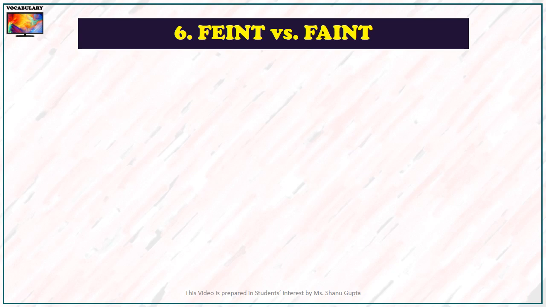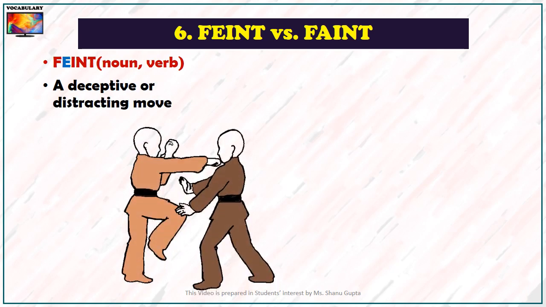Next pair is also an important one, feint versus faint. These words are homophones, meaning they are pronounced in exactly the same way. And there is a difference of only one letter between these words, E in the first one and A in the second one. Feint, F-E-I-N-T, means a deceptive or distracting movement, especially during a fight, such as a boxing or fencing match. In a match or a duel, when a player pretends to do one action just to deceive his opponent and in reality ends up doing some other movement, it's called a feint.